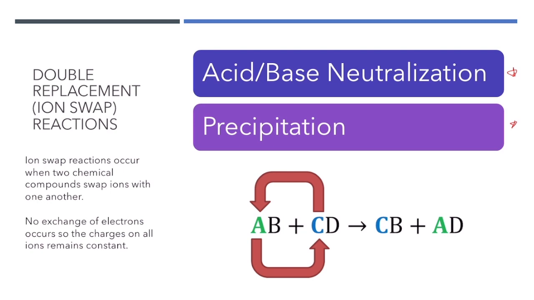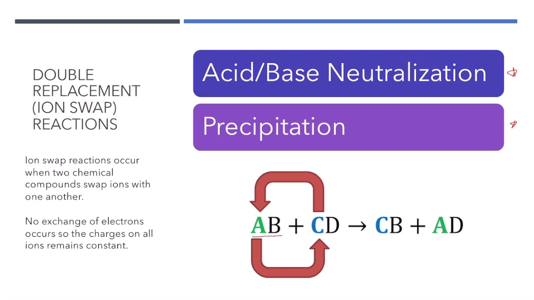In a redox reaction, there's actually movement of electrons between the chemical species, and we'll talk more about that later. But here in double replacement, it's just ions trading partners with each other. So you can think about it as maybe they're doing the do-si-do.